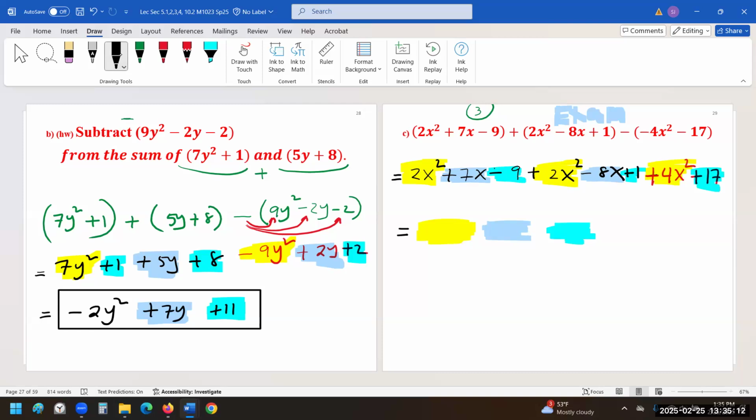So what are the like terms? How many x squared do you have? Total, how much do you have? 8x squared. How many x terms do we have? When you combine, what do you get? Negative 1x. The 1 is invisible, we don't have to write it. And how many constants do we have? When you combine, how much do we have? Positive or negative? Positive. Perfect. See, it's much easier now. Any question?